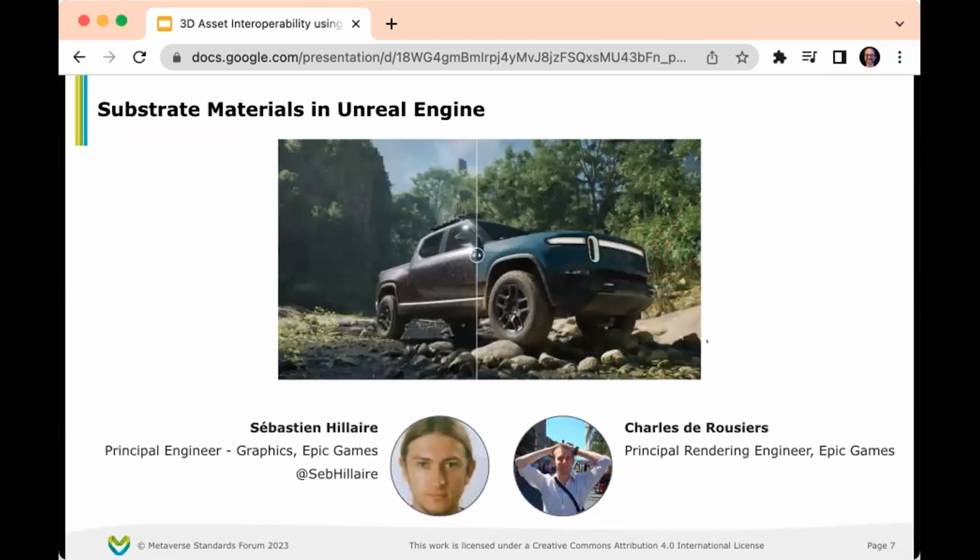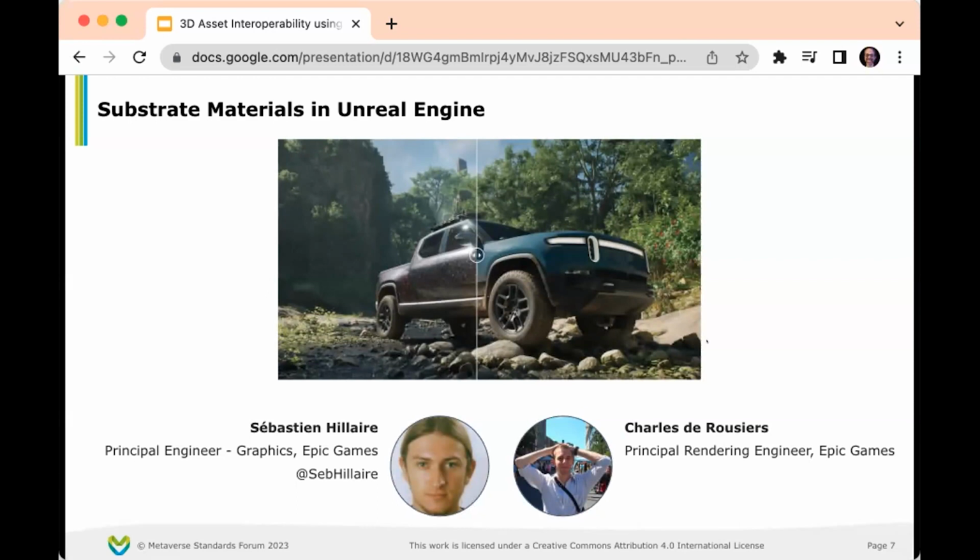So, look, I'm sure everyone saw, at GDC, the Epic keynote and, with Unreal Engine 5.2, the new Substrate materials. And we're just so fortunate to have Charles and Seb here on the call today, to tell us about some of the vision, some of the tech, and some of the direction here.